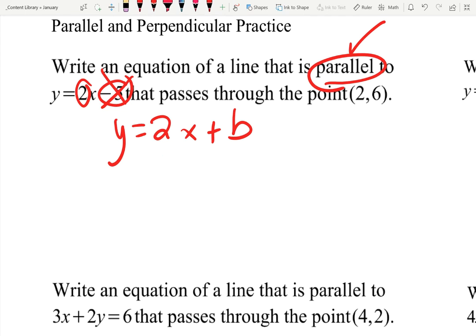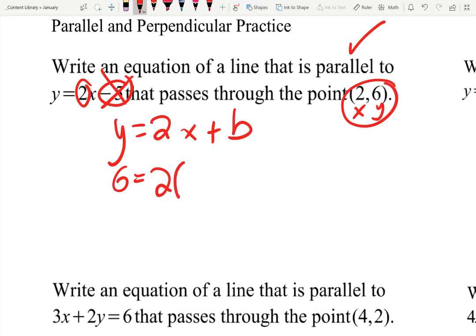To find out what the b value is, we're going to use the point that's provided for us. It goes through the point (2, 6). 2 is an x value, 6 is a y value, and I can plug these into the x and y values in this equation and solve for b. So let's do that. 6 is going to be the y, so I'm going to plug the 6 in for the y, and I'm going to plug the 2 in for the x. Now remember, I'm not plugging anything in for b because I don't know what b is.